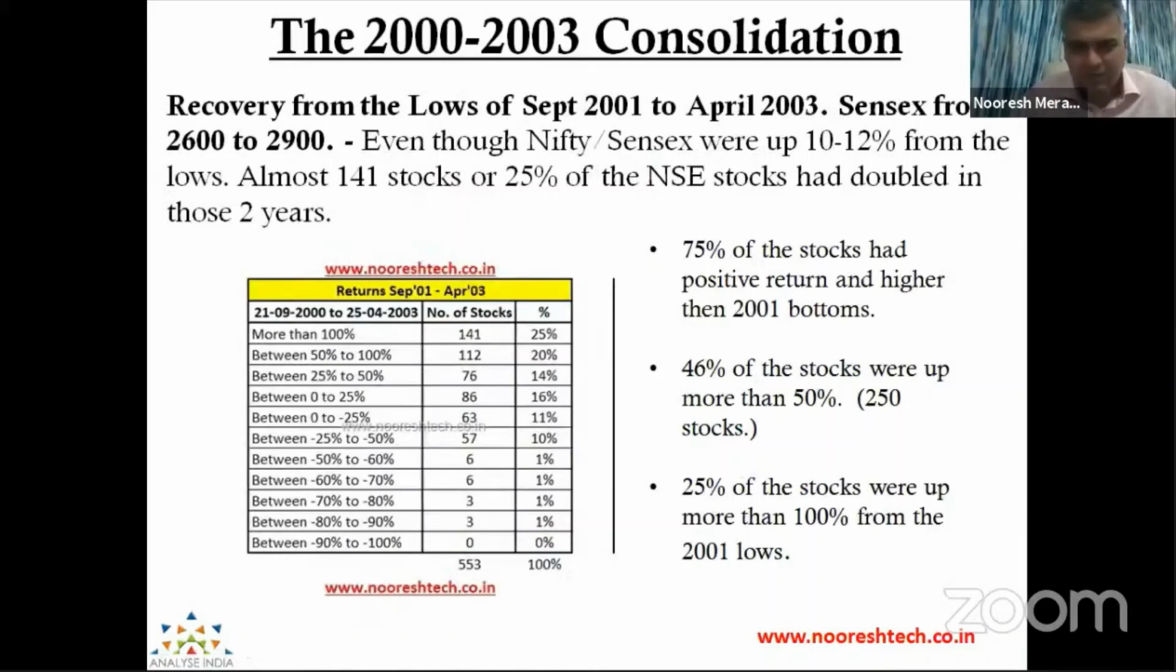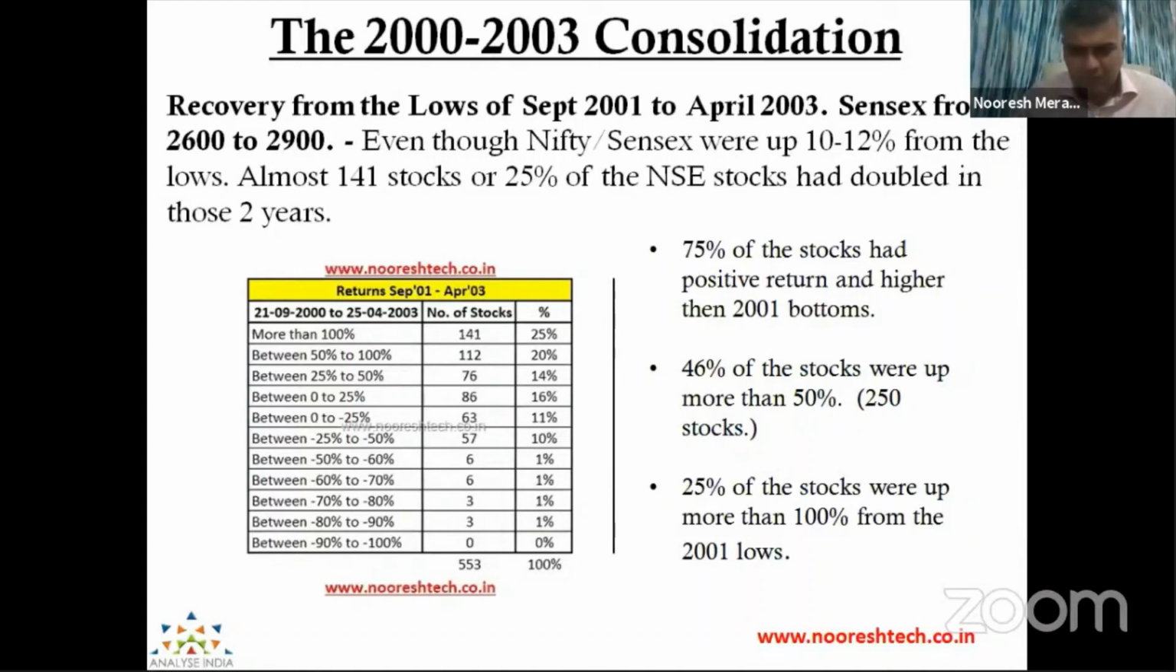The recoveries from 2001 to April 2003. In this period, 2600 was the bottom of Sensex in October 2001. And in the next dip after the recovery, Sensex was at 2900. So the Nifty and Sensex were only 10-12% from the previous lows. But in that period of 2001 to 2003, almost 141 stocks or 25% of the NSE stocks had doubled from the lows in those 2 years. And almost 45% of the stocks had more than a 50% return in those 2 years. Now, that is almost 250 stocks.